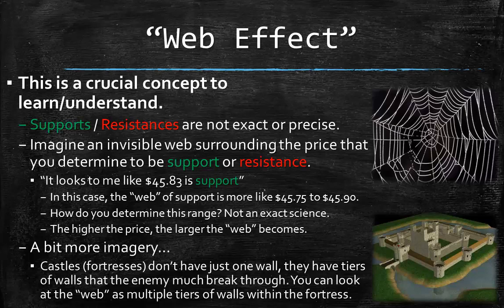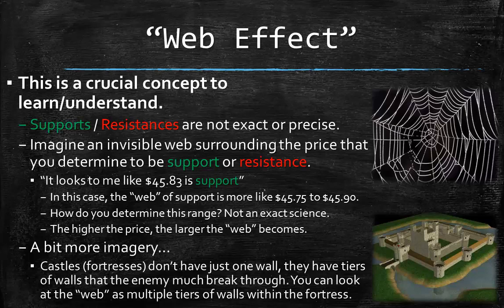So that's the location, that's kind of the zone of the web, or the range. Let's just put a number to this example. Let's say it looks to me like 45.83 is support. Now, if you don't quite get it, people are going to say, yes, 45.83 is the exact support, so if it hits 45.82, it's broken support, it's a breakdown.